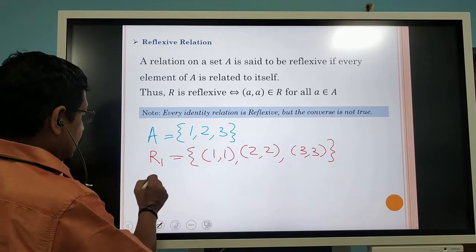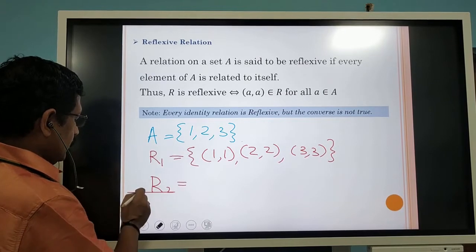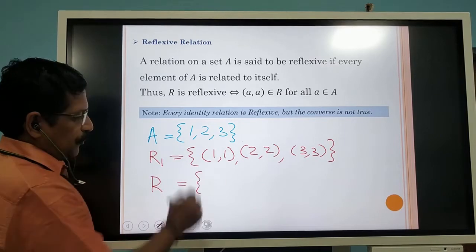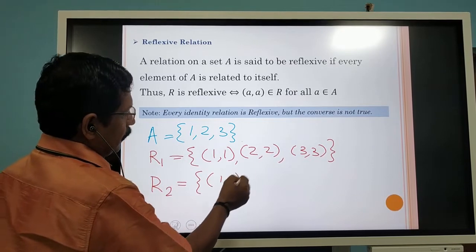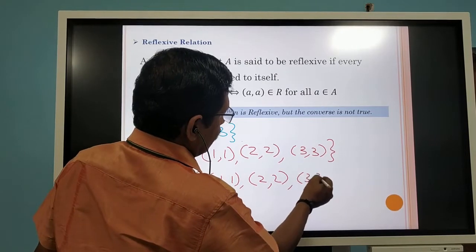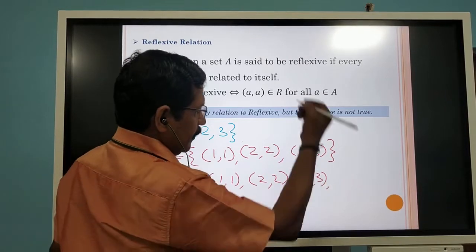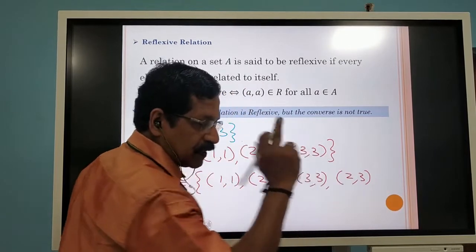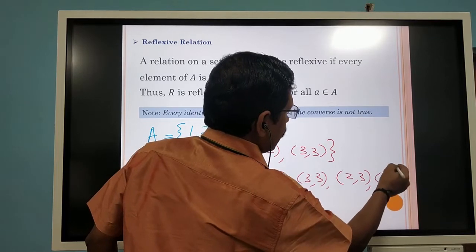Now I am taking the next relation, R2. R2 is equal to the set of all ordered pairs (1, 1), (2, 2), (3, 3). So 1 is related to 1, 2 is related to 2, 3 is related to 3. Then (2, 3) means 2 is related to 3, and (3, 1) means 3 is related to 1.